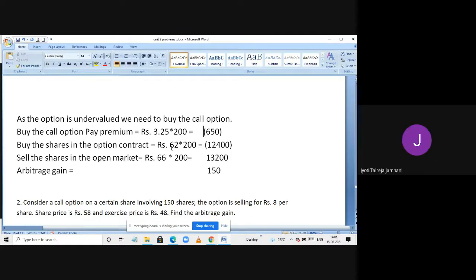Yes, ma'am. Because you have to pay the premium, since you're getting the right to decide, and you have to pay money to buy the shares also. But once you sell the shares, you'll receive a certain amount from the market. For everyone, I hope it's clear.